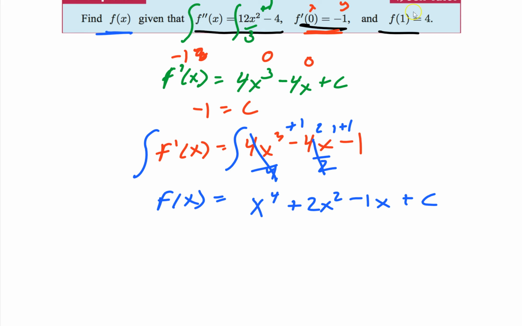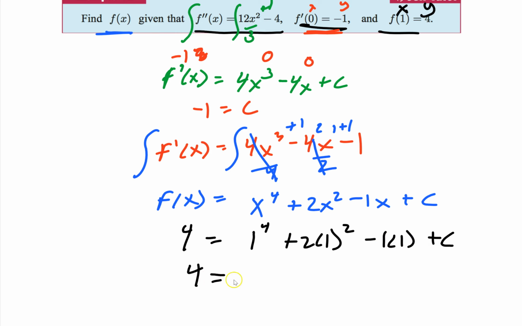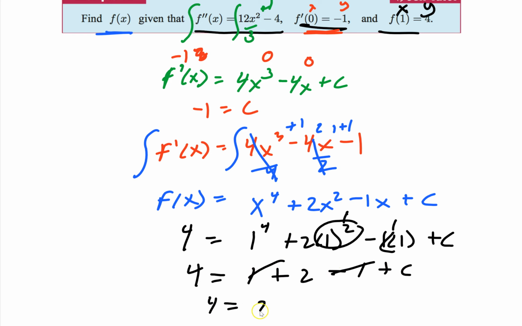So let's go back. They tell us in the original function, which is what we have, that when you plug in 1 for x, you get 4 for y. So this is 4. We're going to plug in 1 for all these. And we're going to get 4 equals 1 plus 2. Remember, you do this first. So 1 times 2 is 2. That looks ugly, but that's just 1. 1 times 1 is 1. Plus c, these cancel. 4 equals 2 plus c.